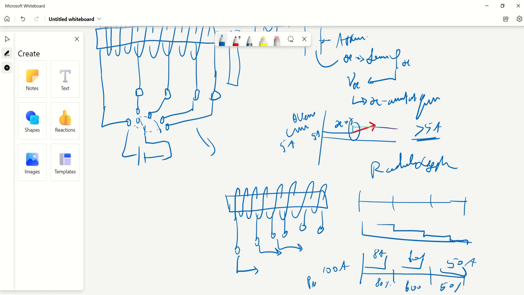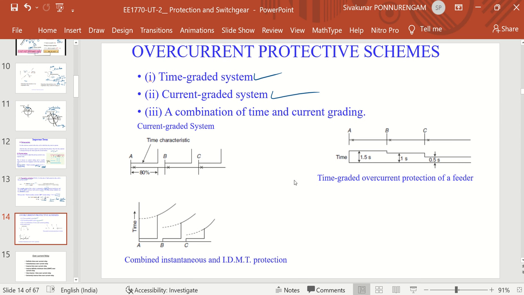So the pickup time will change depending upon the magnitude of the current. Once again I repeat, the pickup value of the current relay can change depending upon the magnitude of the current. It is very important. The next one is the time graded.